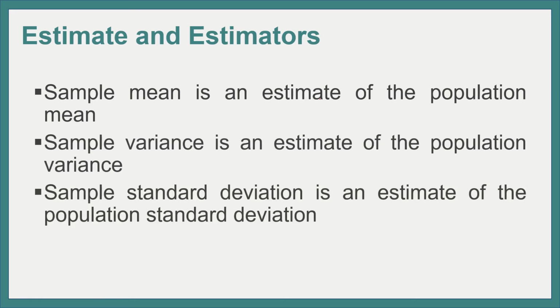Sample mean is an estimate of the population mean, sample variance is an estimate of the population variance, and sample standard deviation is an estimate of the population standard deviation. And the same applies to others. For example, the median of a sample is the estimate of the median of a population. The mode of a sample is an estimate of the mode of a population. So any measure that describes the sample is an estimate of the corresponding measure that describes the population.